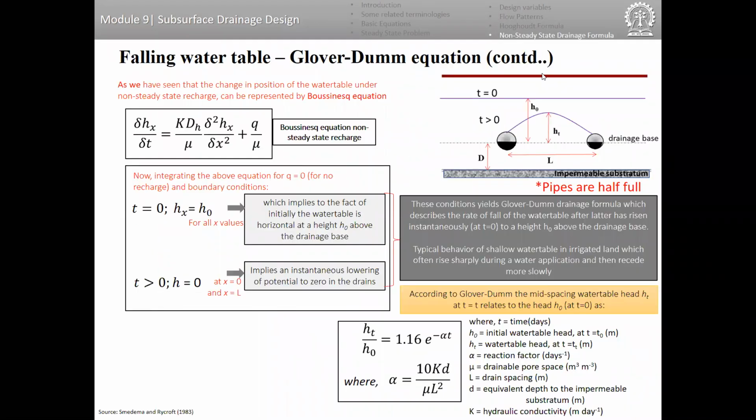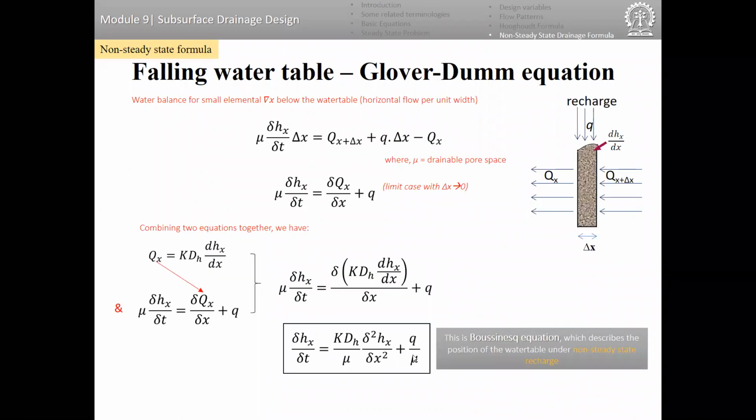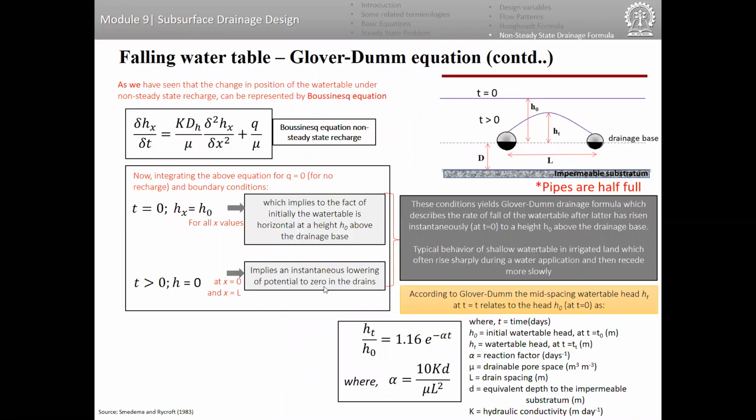Now we have come up with this expression, and the same thing is written here. As we have seen, the change in position of the water table under non-steady state behavior can be represented by this expression, which is the Boussinesq equation.